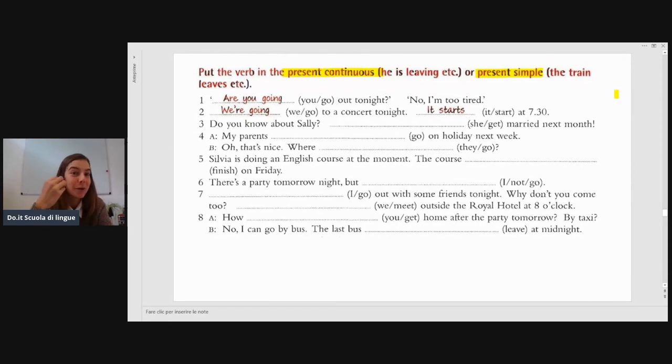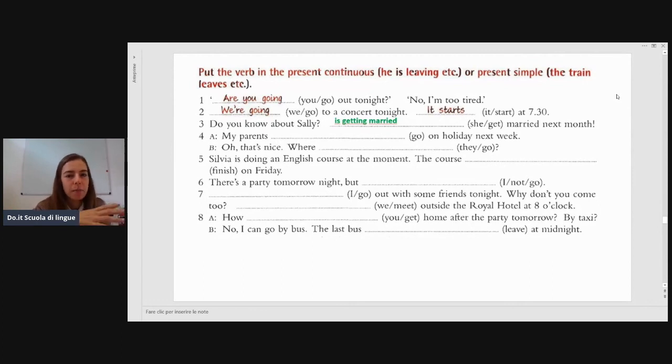Okay, guys. So since it's 100% sure that she is getting married next month, we have to use present continuous. She is getting married. Ah, hai sentito di Sally? Sally si sposa prossimo mese. She is getting married. Ok. Let's have a look at number 4. Let's see, guys, how you're doing.